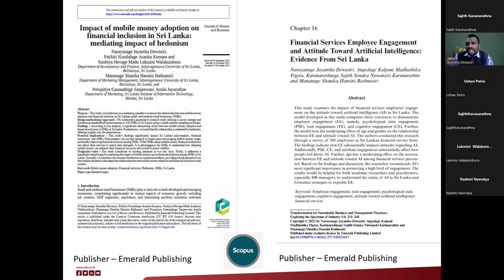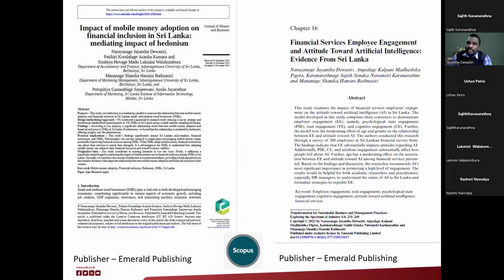The second title which I have taken is by another student, Kalpani Pigera. She investigated financial services employee engagement and attitude towards artificial intelligence. For employee engagement, there are developed instruments, and attitude towards artificial intelligence can be measured. There are measures to measure the same. Attitude towards new technology, so we can measure it.